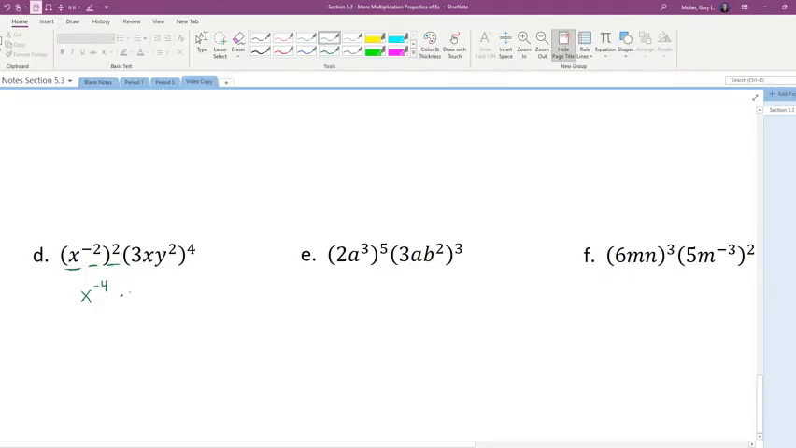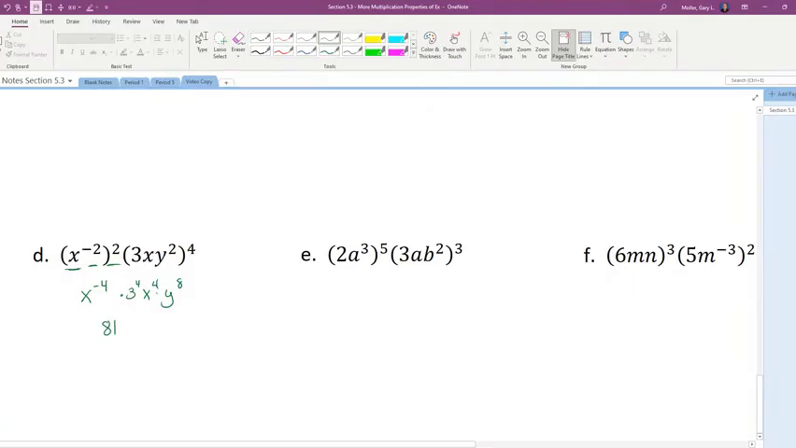So this is going to be 3 to the fourth. It's going to be x to the fourth. And then it's going to be y squared to the fourth, which means there are 8 of those y's. Now we bring this together. 3 to the fourth is right on the border of big enough that maybe we can just leave it. It's 81. So I have 81.